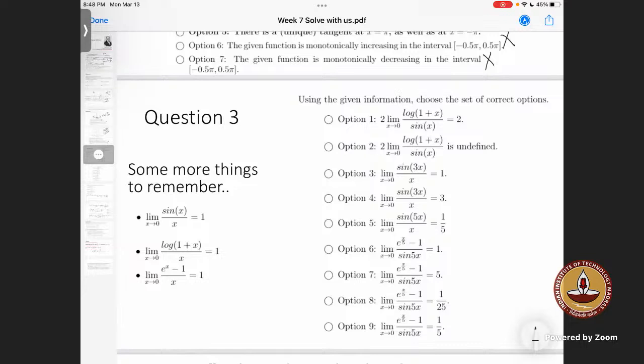Okay. So are these three formulas known to everyone? Limit x tends to 0, sin x by x equals 1. Limit x tends to 0, log(1 plus x) by x equals 1. And limit x tends to 0, e power x minus 1 by x equals 1.